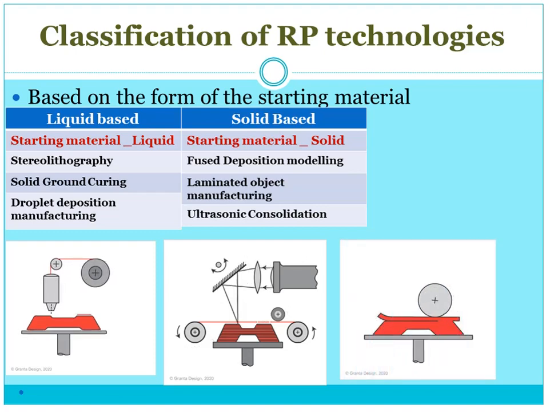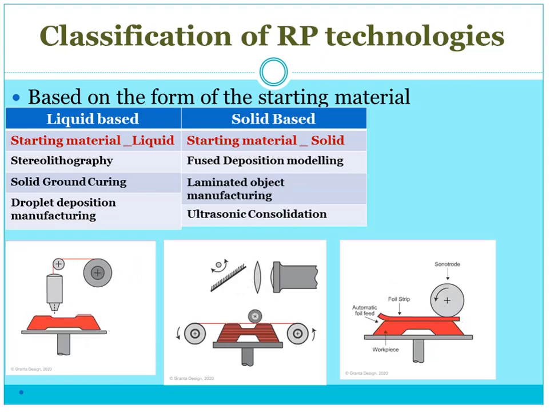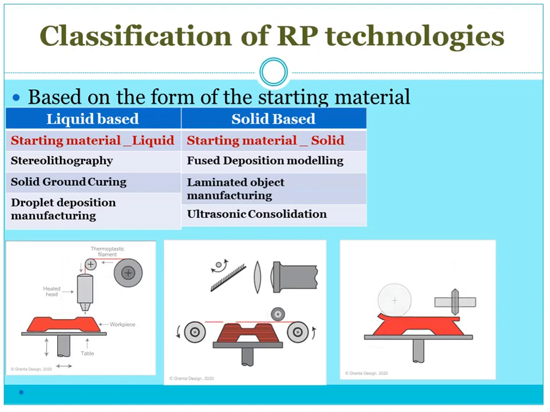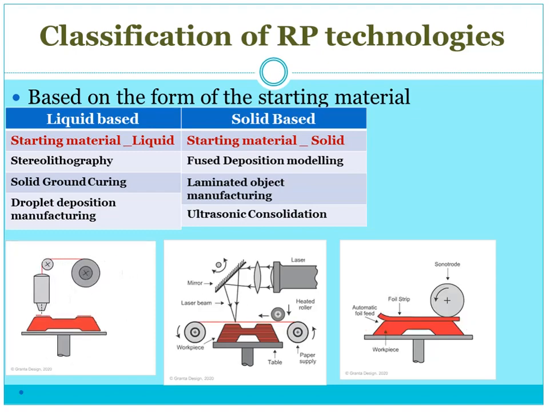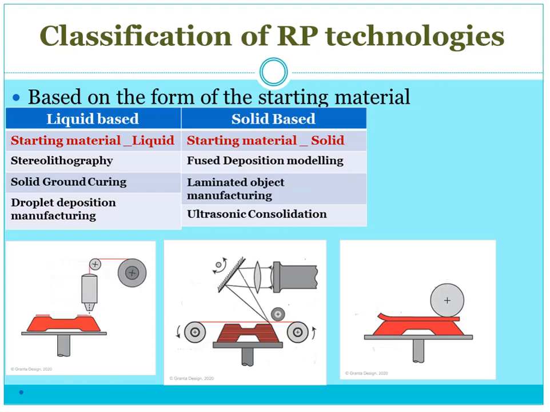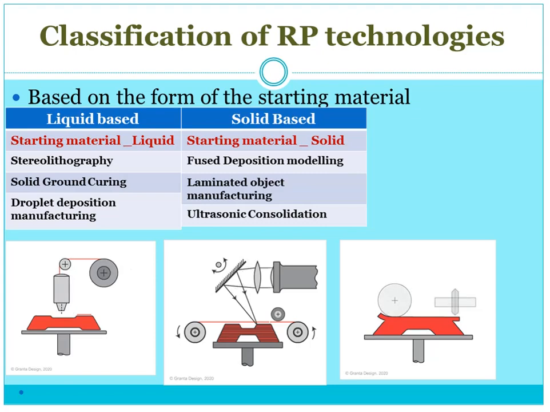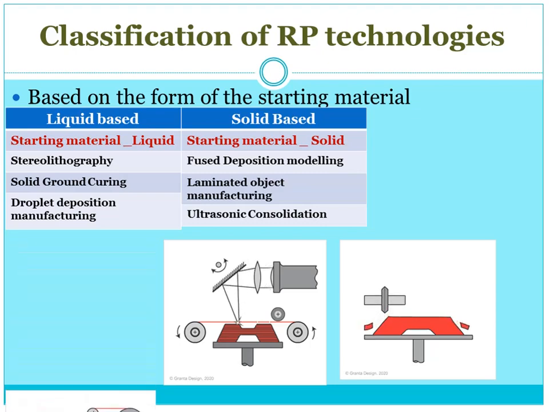The next one is ultrasonic consolidation. In that, instead of using ABS material or plastic material, we are using some foil strips. These foil strips get heated at some temperature and they get welded. After welding, we can remove the excess material, that is ultrasonic consolidation. From that, we can manufacture metallic parts. That is solid based RP technology.